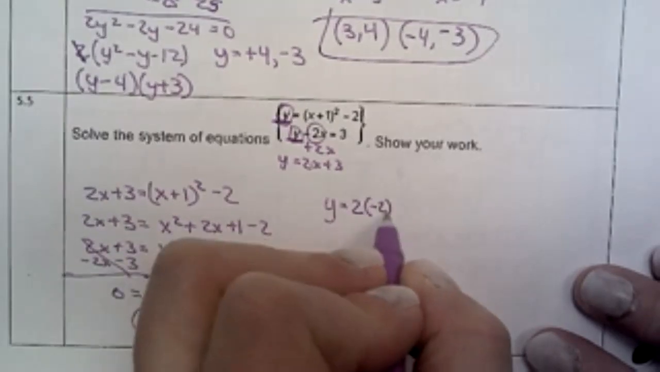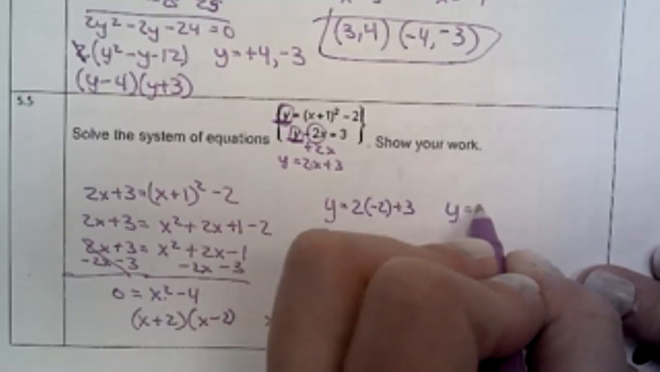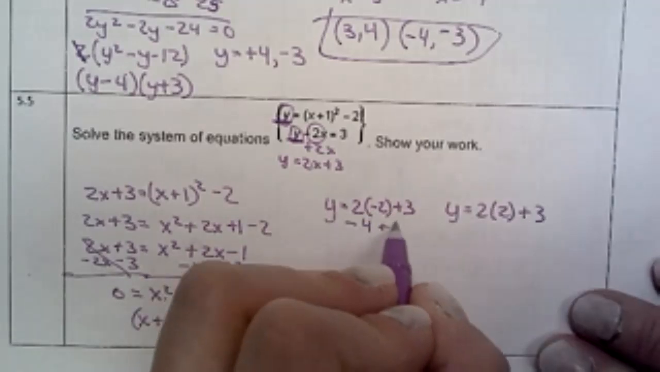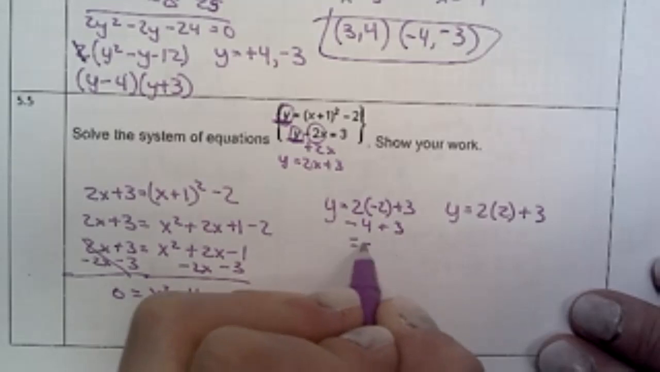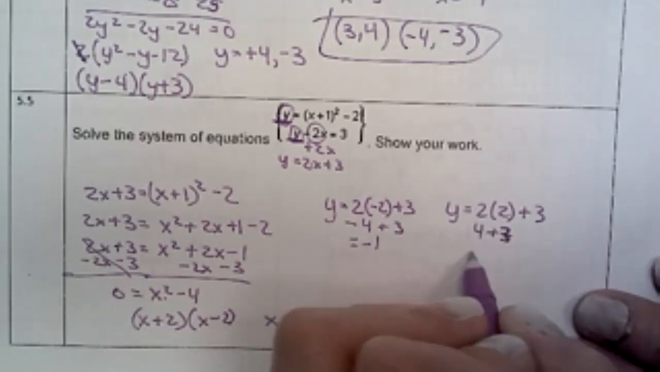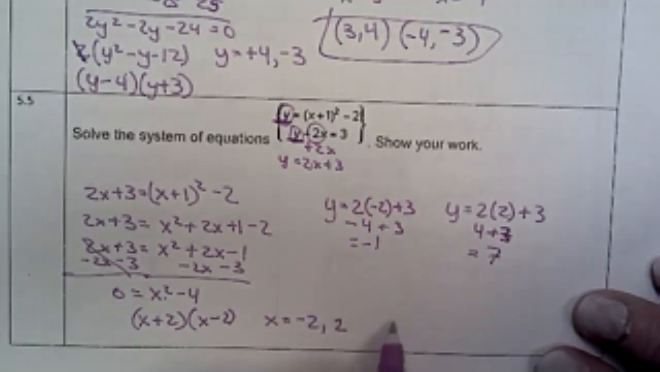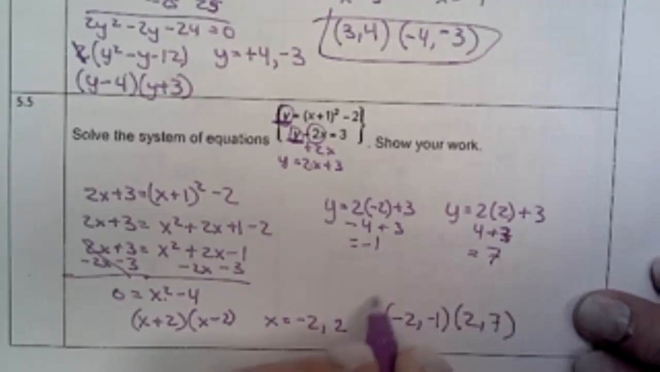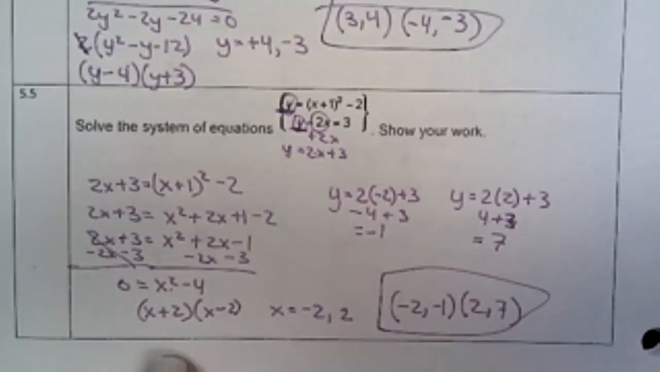So y equals 2 times -2 plus 3, and y equals 2 times +2 plus 3. So that's -4 plus 3 equals -1. And this is 4 plus 3 equals 7. All right, so my answers are going to be -2, -1, and 2, 7. All right, 2 more here.